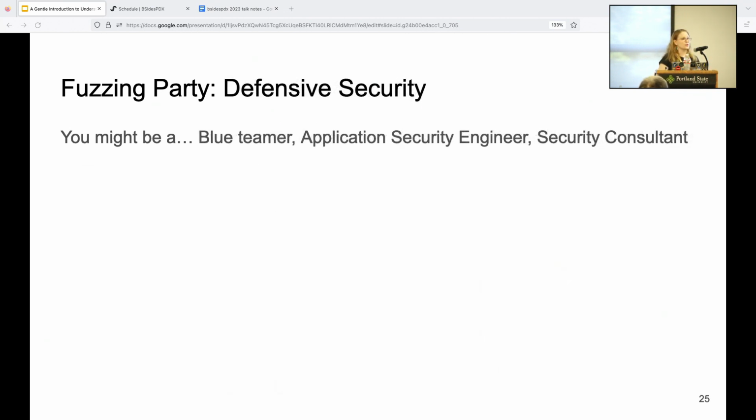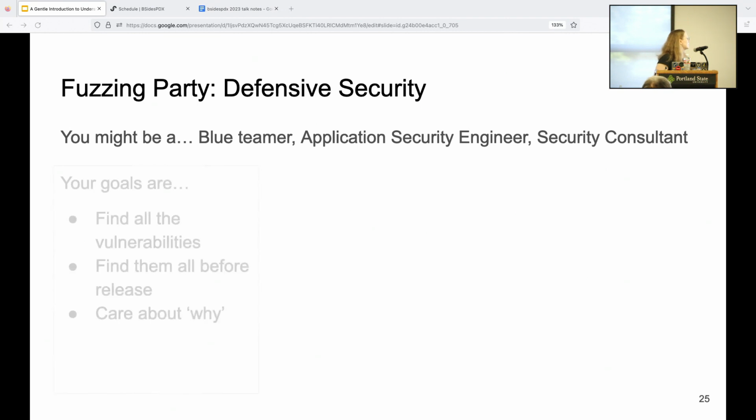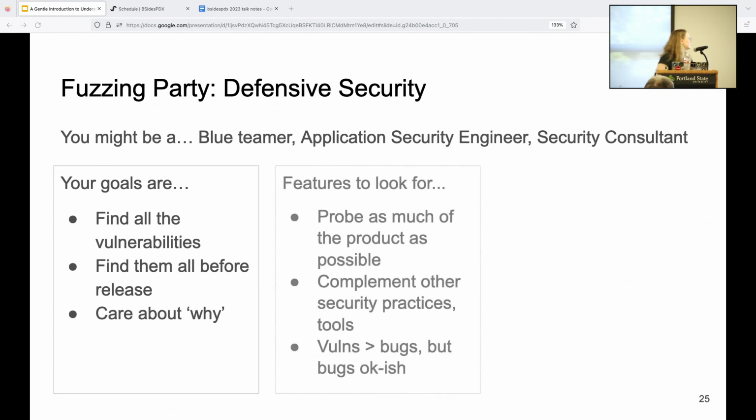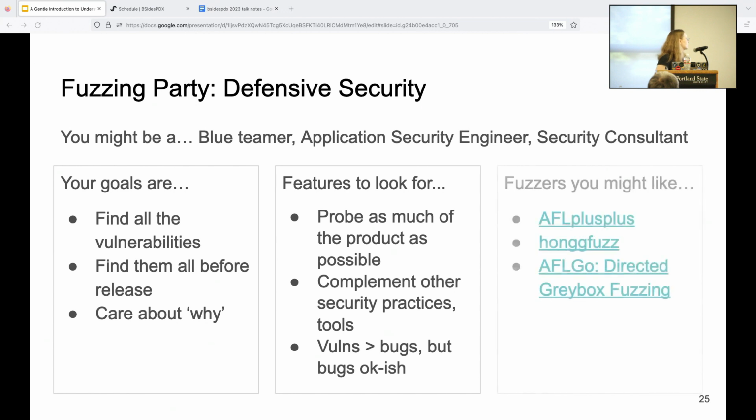The next group to sort of pick up fuzzing was kind of the defensive people. They kind of want to find all the vulnerabilities, and they kind of want to find them all before release, so they have a slightly different timetable. And they do care about why, because they have to convince people like me to fix them. They're going to look for things that probe as much of the product. They kind of need it to fit into the rest of the security workflow, what works for their teams. They're more interested in vulnerabilities, but painful bugs are okay too. The devs will yell at you if we knew about them and didn't tell us. True story. All right.